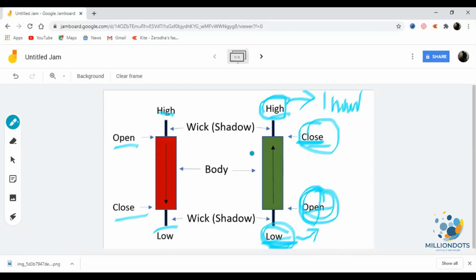We are just taking an example of 1 hour candles. We have 1 minute candles, 3 minutes, 5 minutes, and a lot of time frames available. To explain easily, I am explaining with 1 hour candles.